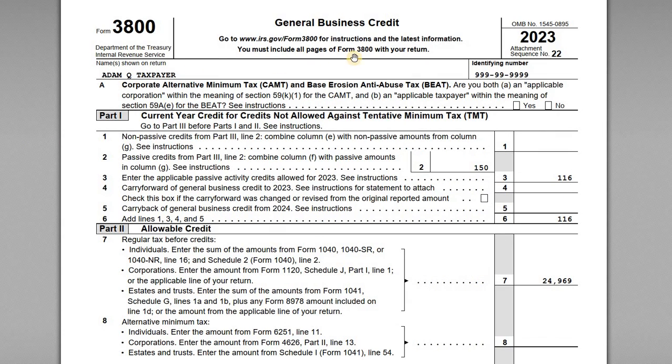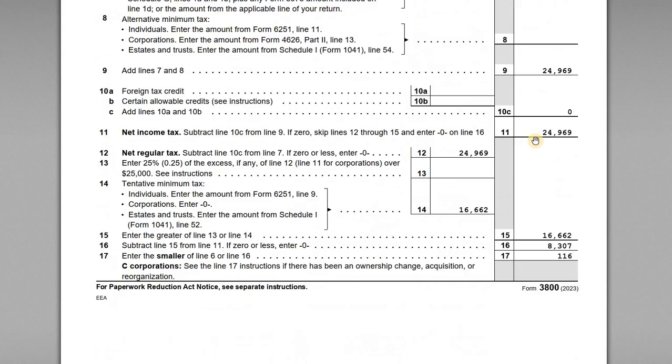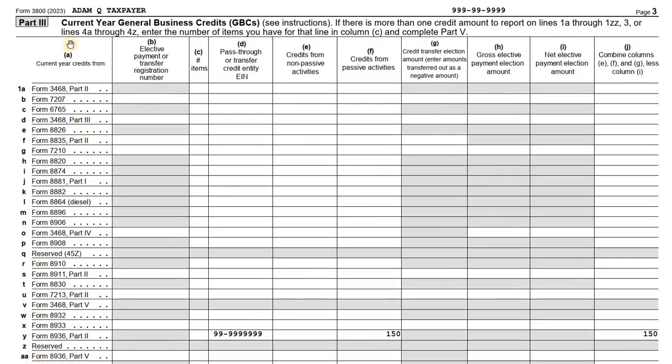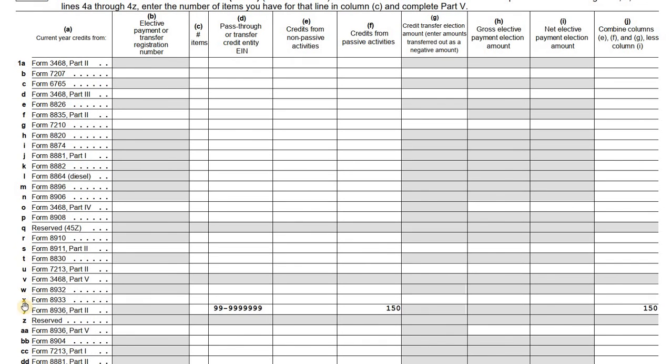So if we go to the 3800, this is the general business credit form. I want to scroll on down to Part 3. And so in Part 3, we report current year general business credit amounts. And so on line 1Y, we have the amount from Form 8936. Enter the EIN from the K-1, right? So what entity is allocating this credit to you? And then in column F, we enter the credit based on it being a passive activity. If this was a non-passive activity, you would report the amount in column E.